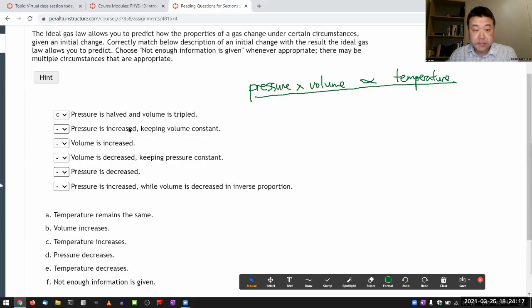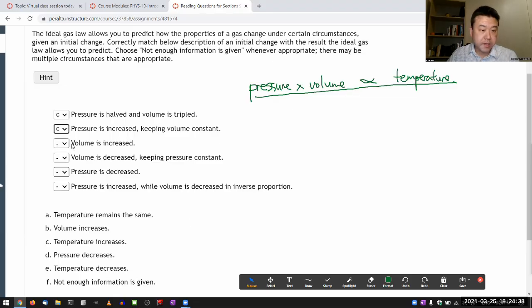Pressure is increased, keeping volume constant. So I'm looking at this expression here. Volume is constant, so I don't have to worry about that. It says pressure is increasing. Then temperature has to increase. There's no other choice. Okay. So temperature increases.